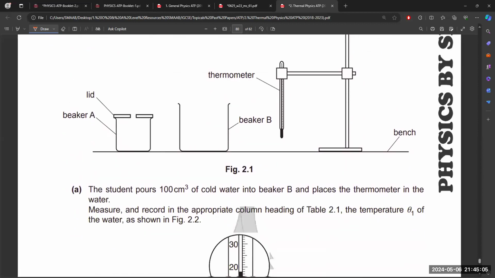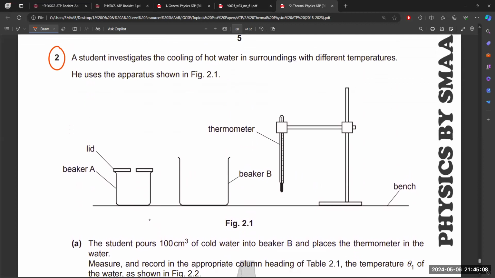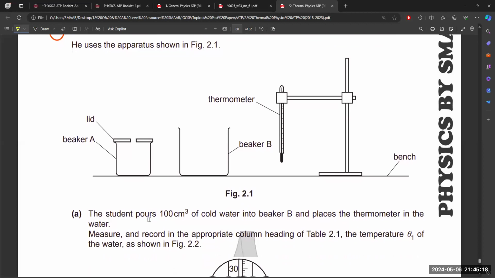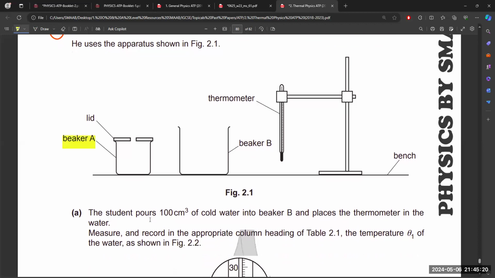So basically in this question, a student investigates the cooling of hot water in surroundings with different temperatures. He uses the apparatus shown in figure 2.1. There is a beaker and lid plus thermometer, beaker B, bench, tripod stand, all these things.